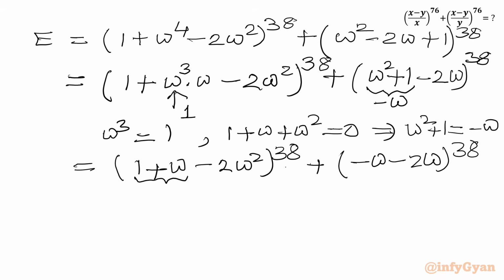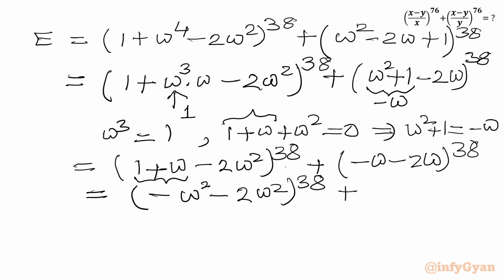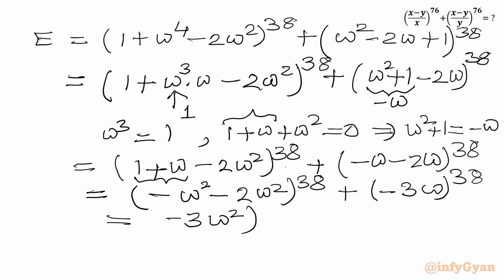Again we have 1 + ω. This time 1 + ω will be equal to −ω². So we can write (−ω² − 2ω²) whole power 38 plus (−ω − 2ω), that is (−3ω) whole power 38. So we can simplify over here. We will get (−3ω²) whole power 38 plus (−3ω) whole power 38.